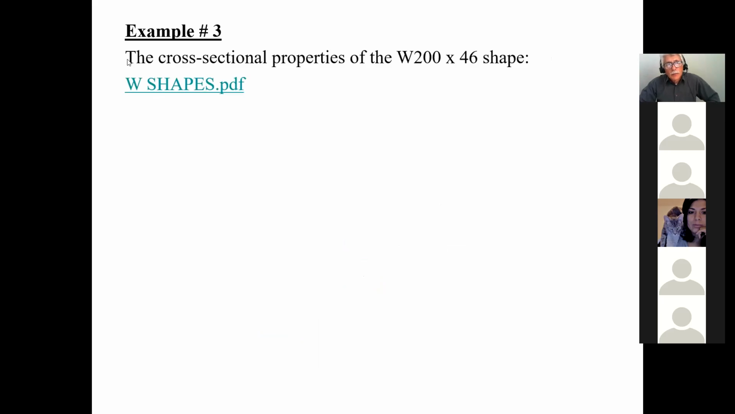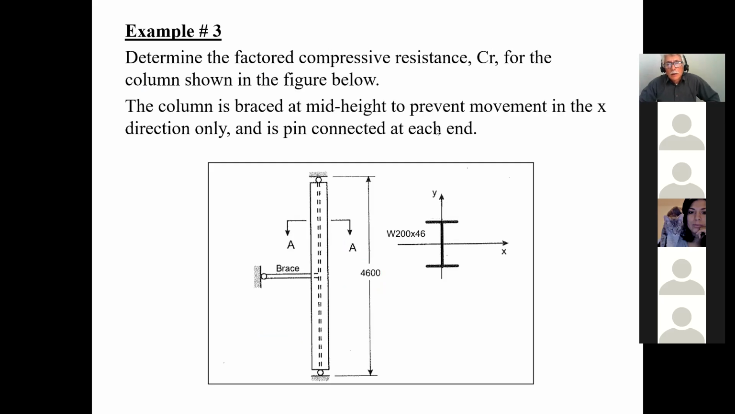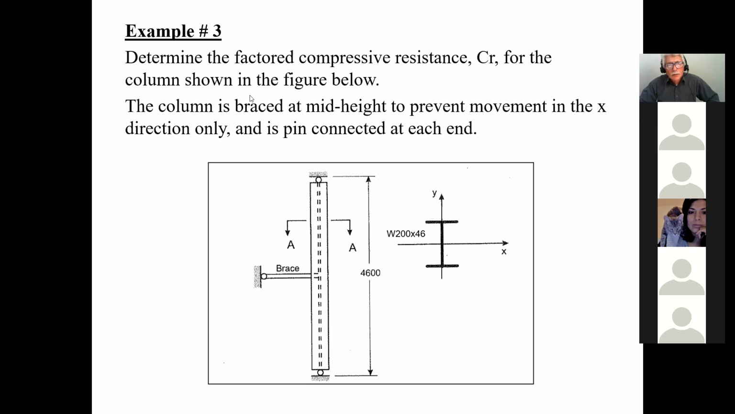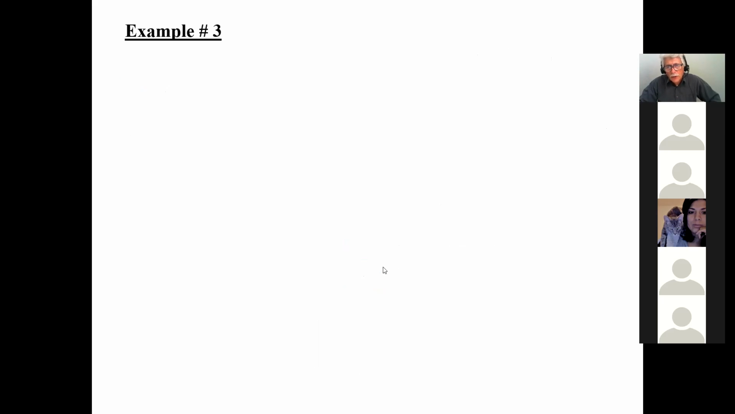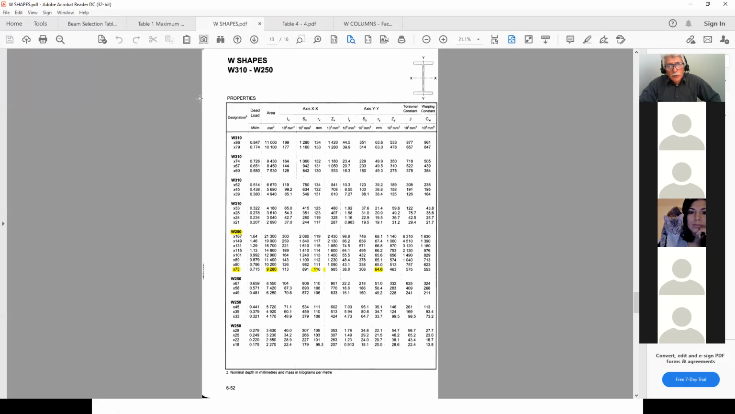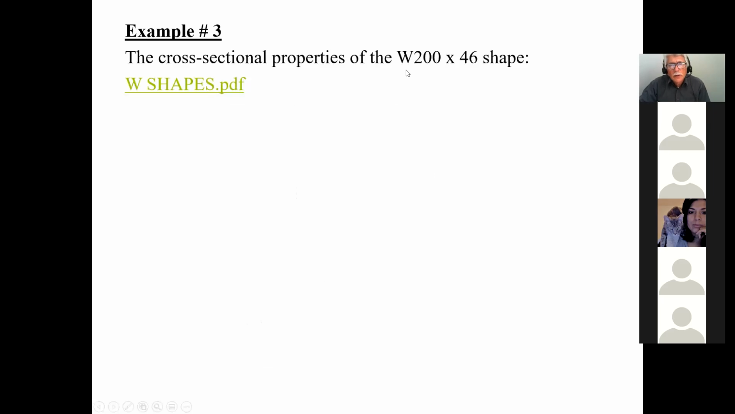Now, if I use a W shape, the cross-sectional properties of a W200 by 46. Did I tell you what determines the cross-section? Oh yeah, here I tell you the size of the column is a W200 by 46. That's where I get the shape. I forgot. So if I come to the W shapes, what's the one that I want? W200 by 46. I should write this down. 200 by 46. I would come to the shape tables.